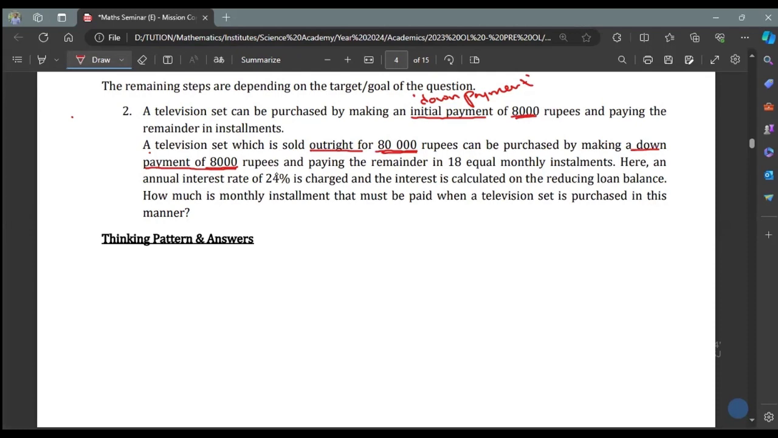And paying the remaining balance, from 80,000, if you pay 8,000, listen to my words very carefully. From 80,000, if you pay 8,000, the remaining balance is 72,000. So that remainder, that 72,000, is paid within 18 equal monthly installments.